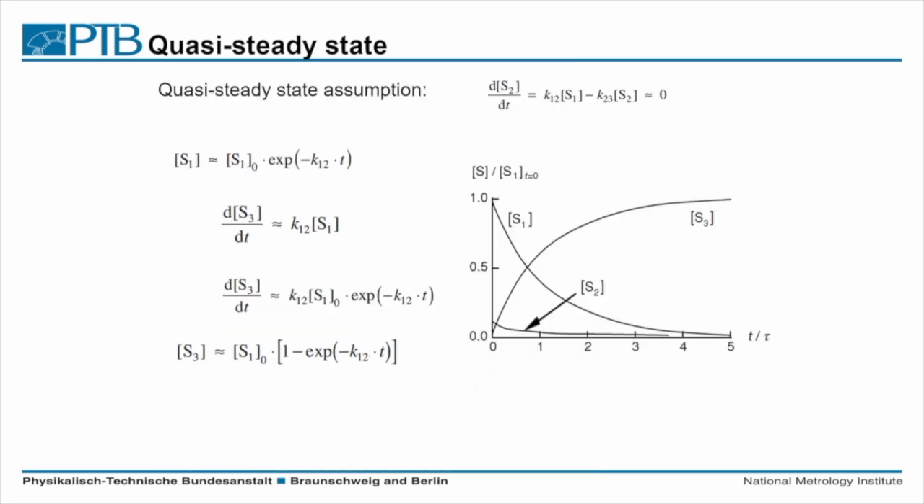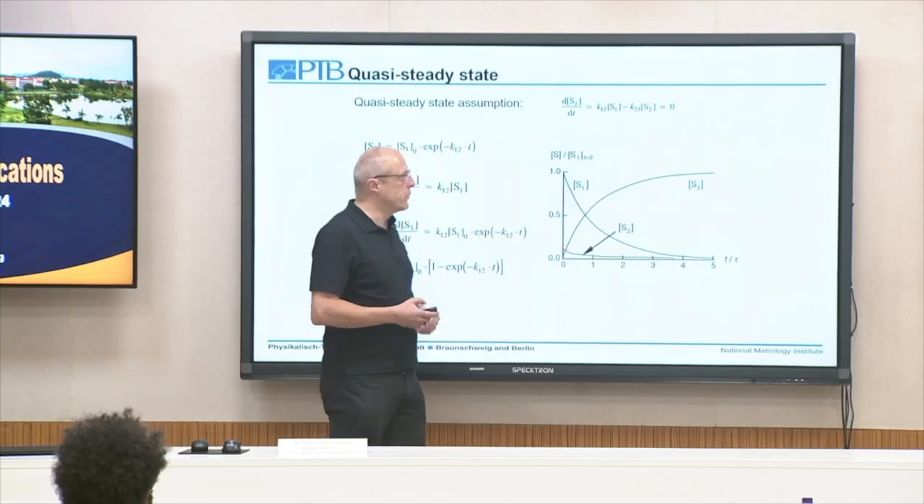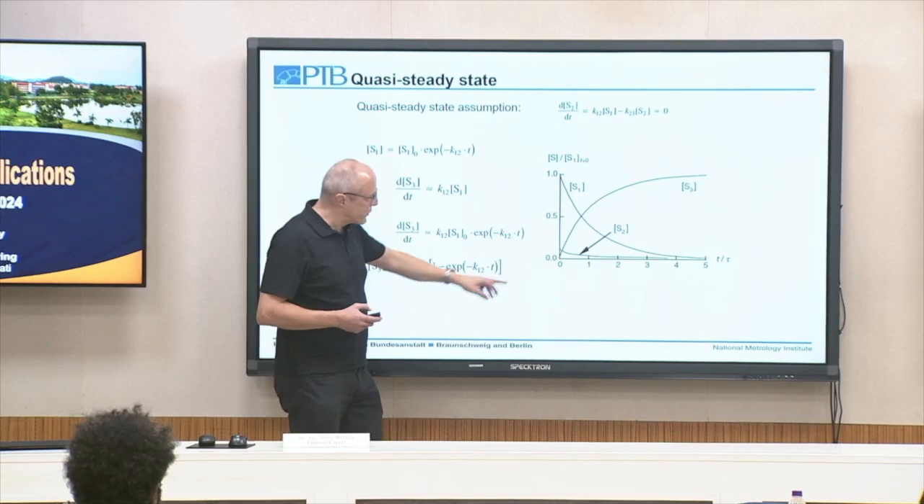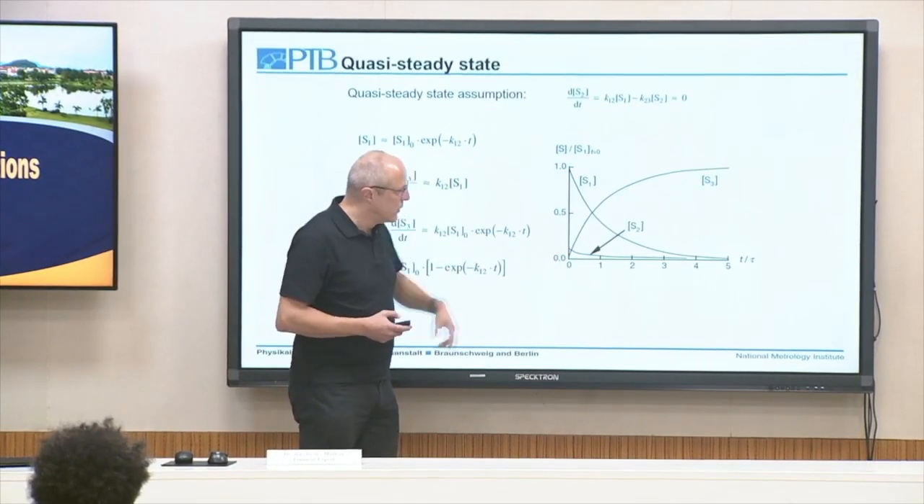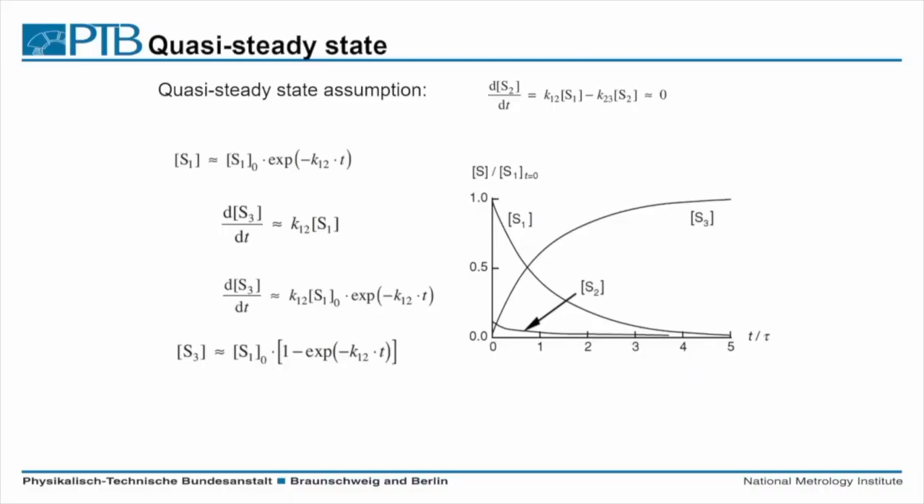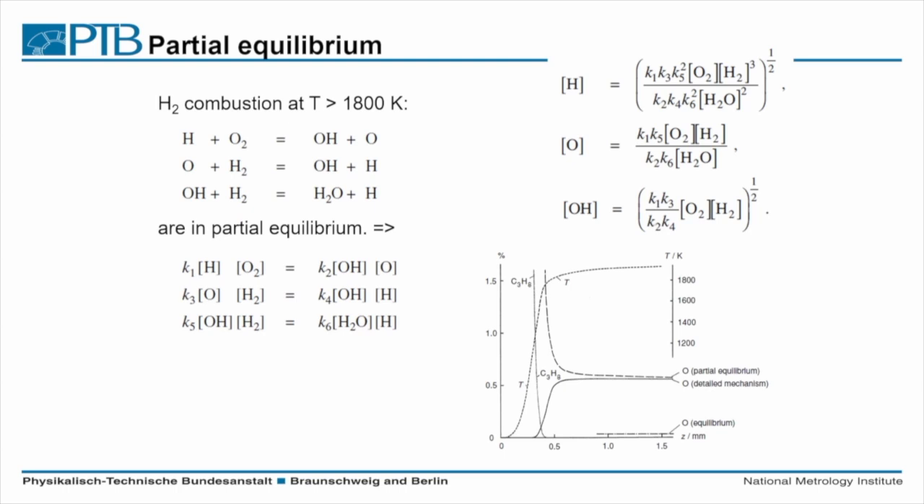And when we plot this, we can see here the same result. Of course here there are some slight differences, but nevertheless, the two dominant species here, S1 and S3, are represented very well with this quasi-steady state assumption, where we use much easier equations to describe the system.